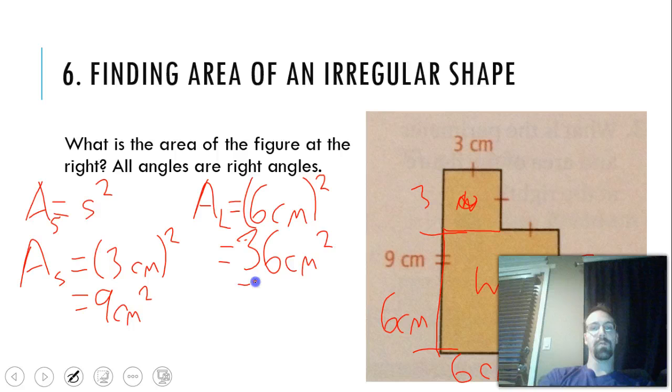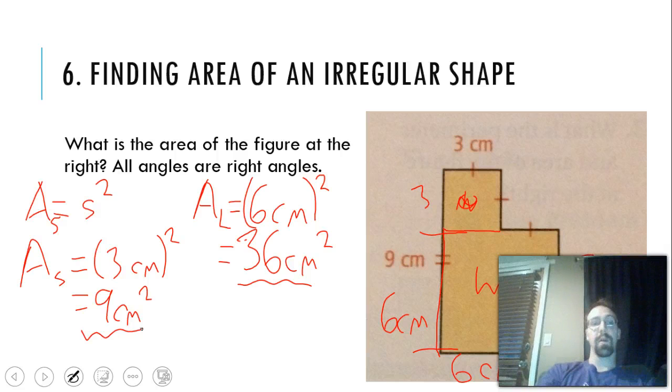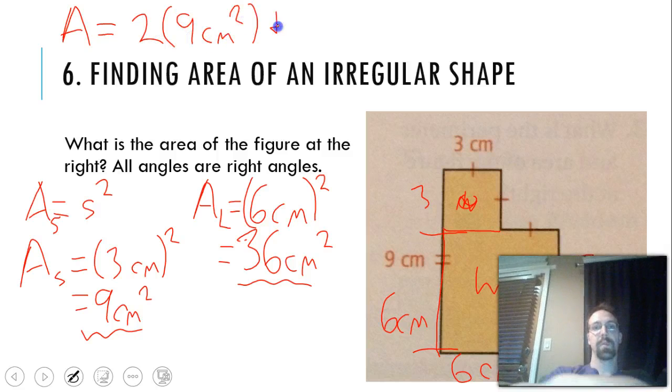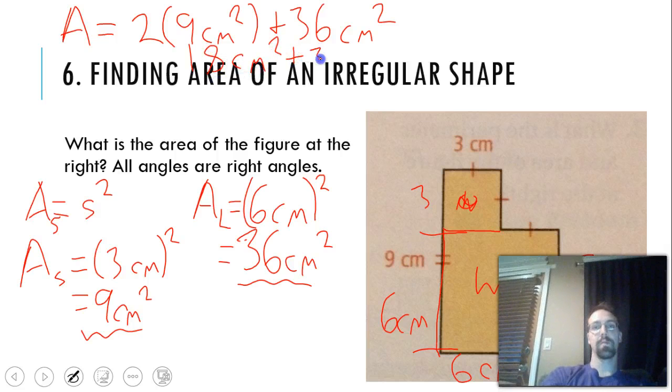Alright, so here's the thing. I have one of these big ones and 2 of these small ones. So that means I need to take the small one and add it twice, or just take 2 times it. So my final answer, my area of the whole thing, is going to be 2 times 9 centimeters squared plus 36 centimeters squared. 2 times 9 is 18 centimeters squared plus 36 centimeters squared.